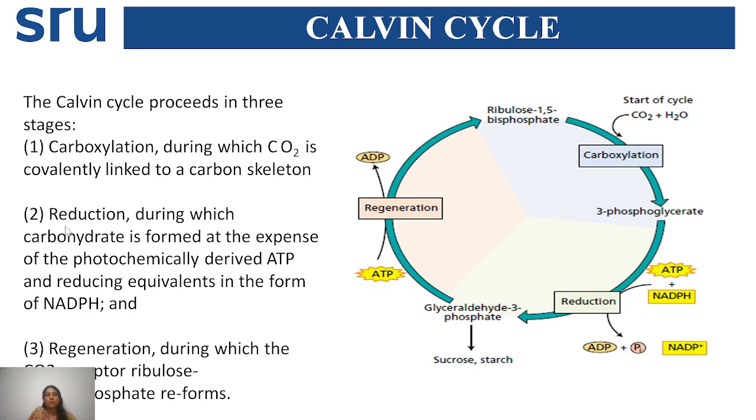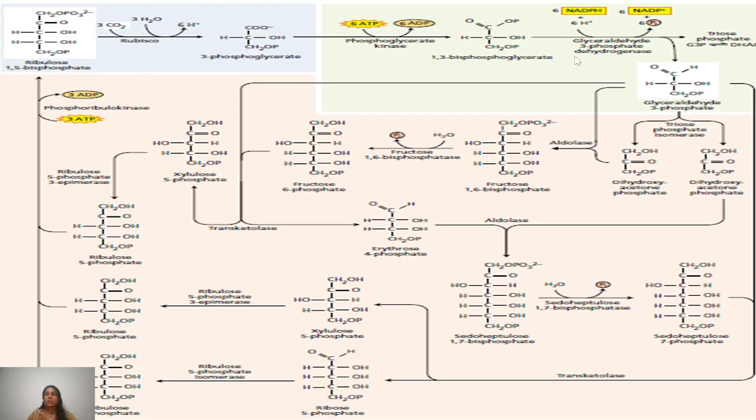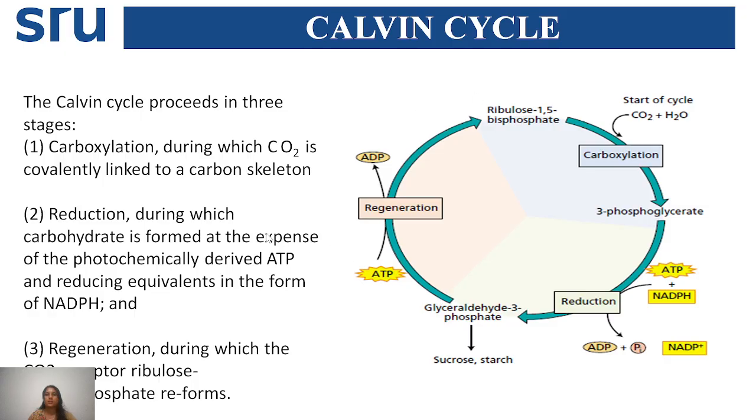One is carboxylation, another is reduction, and another is regeneration. Carboxylation means accepting the carbon dioxide. Reduction means that after splitting, 3-phosphoglycerate will be reduced to glyceraldehyde 3-phosphate. After that, from this glyceraldehyde 3-phosphate, the RuBP will regenerate. So this is the basic cycle. It is a very complex pathway, but this one is very simple.